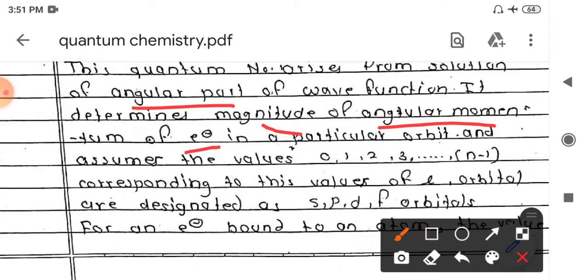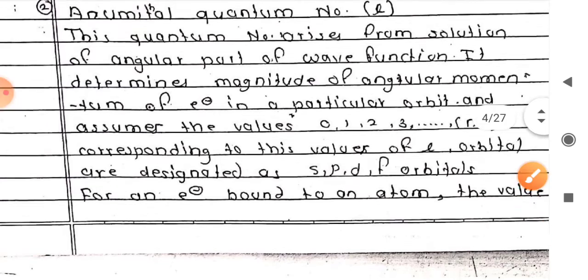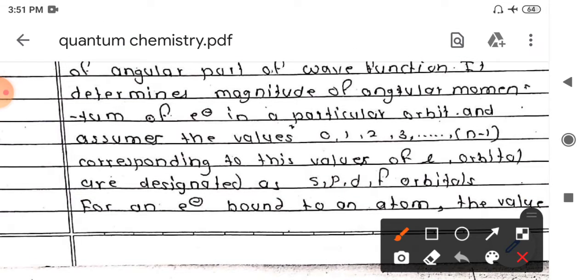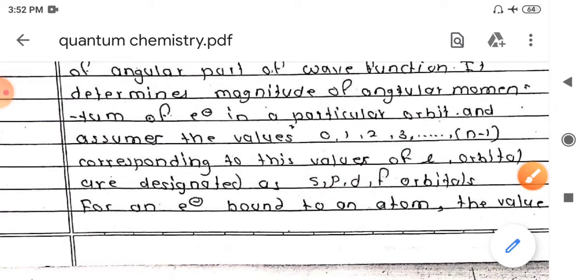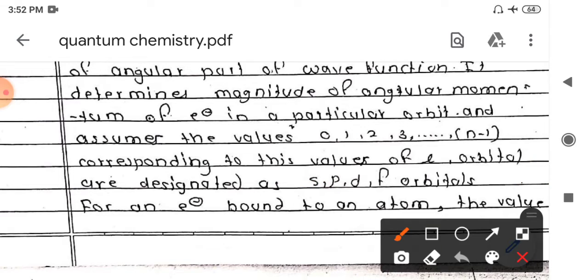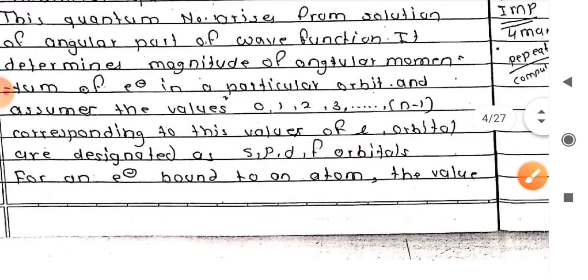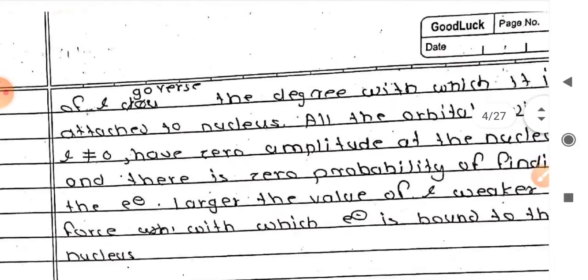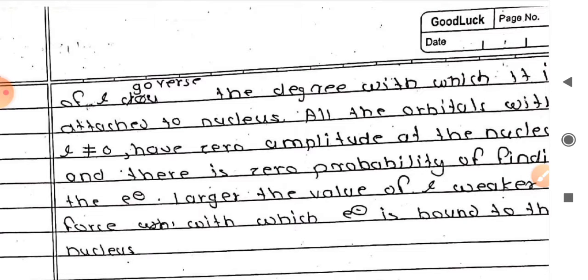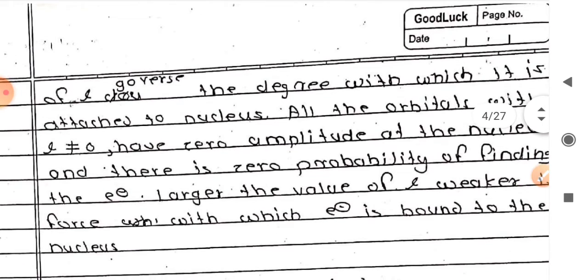For a particular orbital, we assume certain values for l. The values of l range from 0, 1, 2 up to n minus 1. Corresponding to these values, l has certain orbitals. For l equals 0, the electron is present in the s orbital. When l equals 1, the electron is present in the p orbital. For 2 it is d, and for 3 it is f. For an electron bound to an atom, the value of l goes with how strongly it is attached to the nucleus.